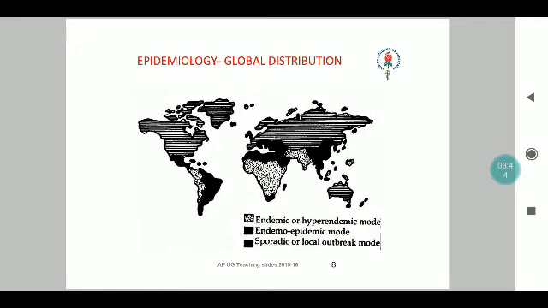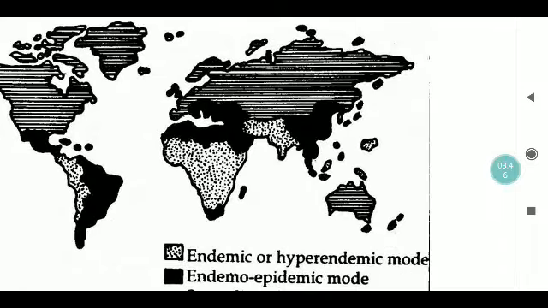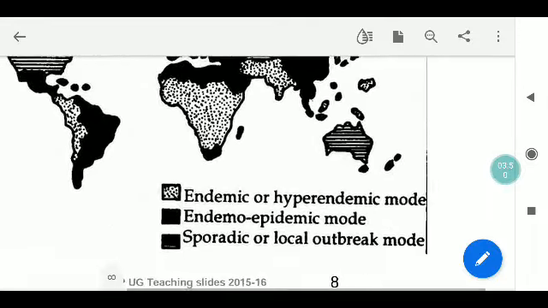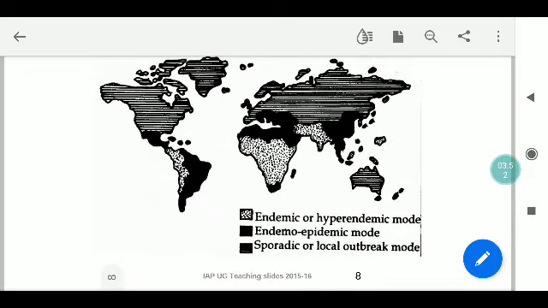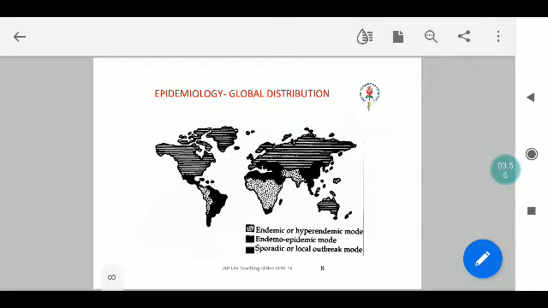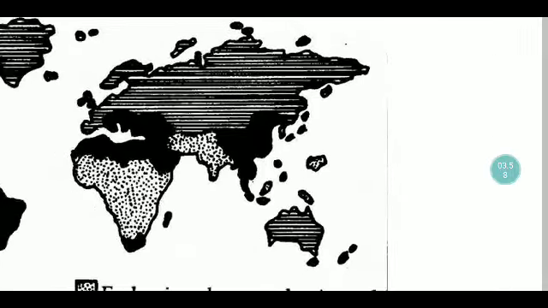Now if you do see globally, India is one of those regions which is endemic and hyper-endemic towards typhoid, and compared to Western, more developed countries, it is somewhat more highly seen in our Southeast Asian region. So it's all the more important to understand this topic.